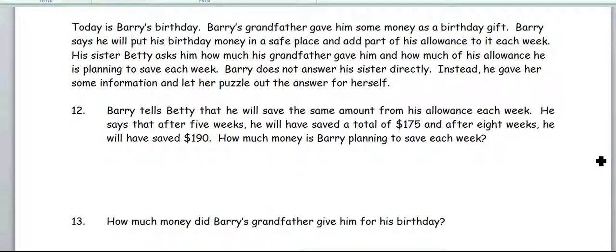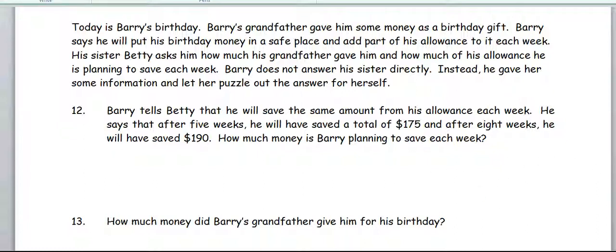All right. Finally, we're up here. Today is Barry's birthday. Barry's grandfather gave him some money as a birthday gift. Barry says he will put his birthday money in a safe place and add part of his allowance to it each week. His sister, Betty, asked him how much his grandfather gave him and how much of his allowance he is planning to save each week. Barry does not answer his sister directly. Instead, he gave her some information and let her puzzle out the answer herself. Well, isn't that the way to do things? Make a puzzle out of it.